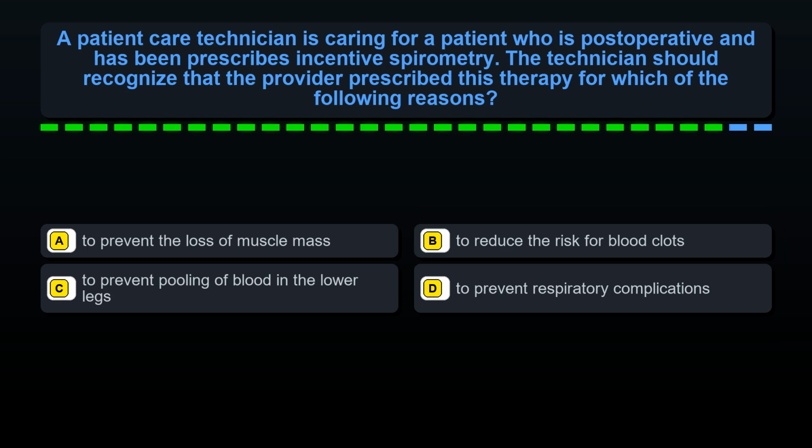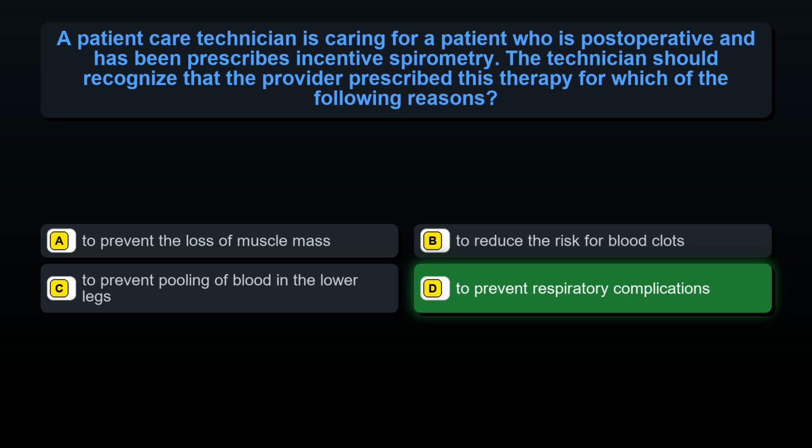Question 66. A patient care technician is caring for a patient who is postoperative and has been prescribed incentive spirometry. The technician should recognize that the provider prescribed this therapy for which of the following reasons? Option A, to prevent the loss of muscle mass. Option B, to reduce the risk for blood clots. Option C, to prevent pooling of blood in the lower legs. Option D, to prevent respiratory complications.